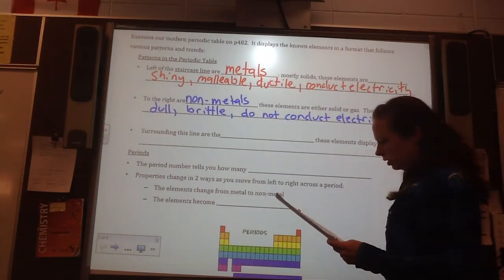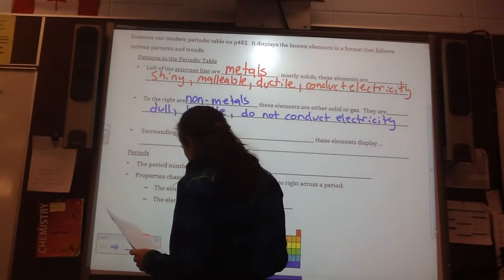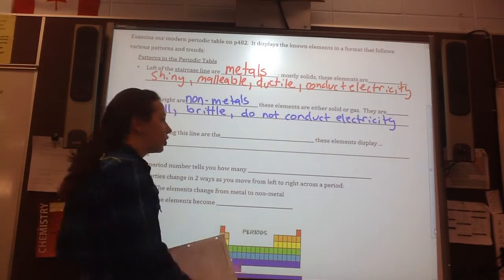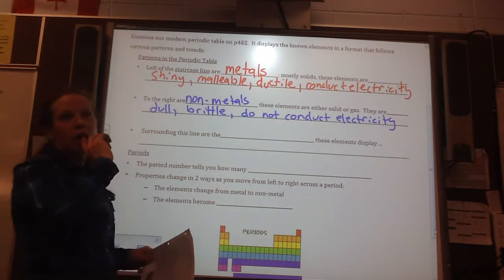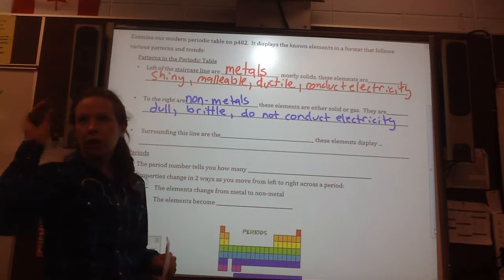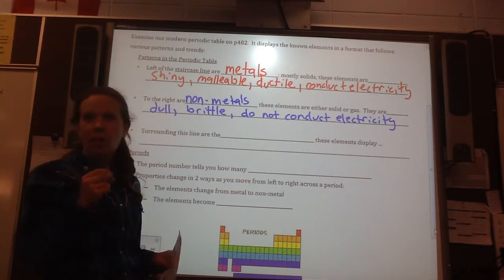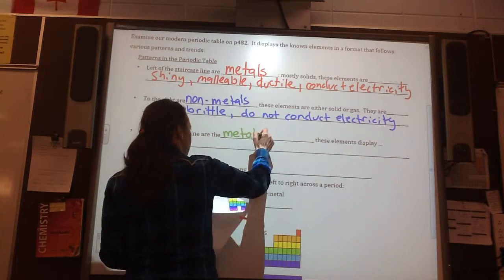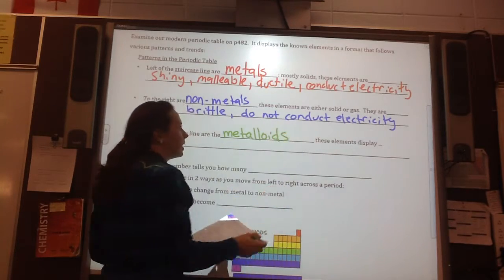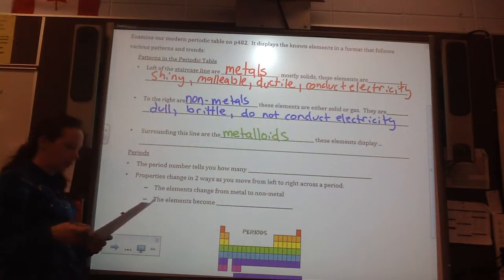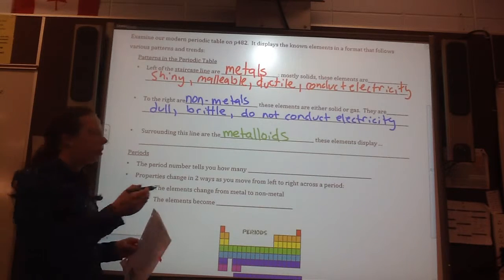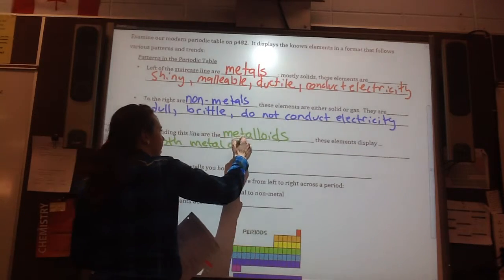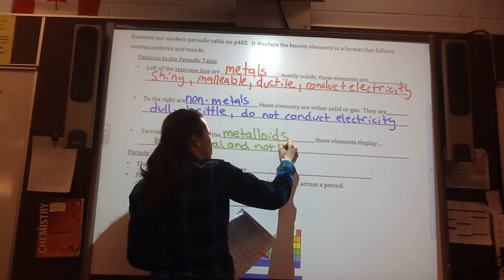Surrounding the line are the, do you guys know this one? Oh, the halogens are one type of group. What's around the staircase? Metalloids, we call them. And these elements, what do you think they display? A bit of both? Yeah, a bit of both. Both metal and non-metal properties.